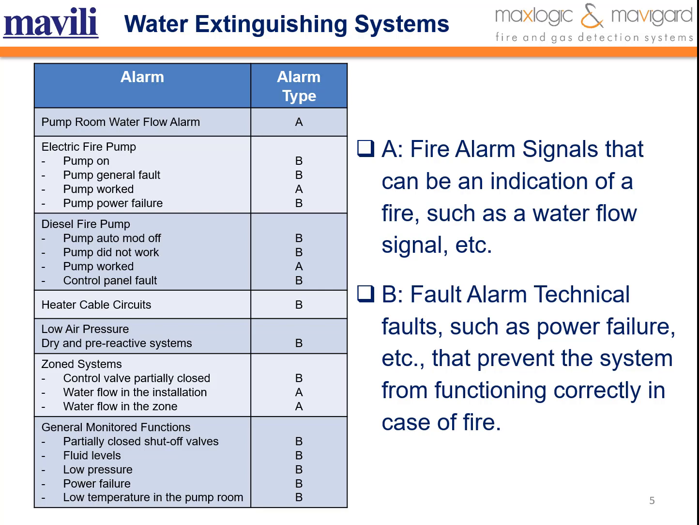There are some alarm types on water extinguishing systems. We have Type A and Type B. Type A is fire alarm signals that can be an indication of a fire, such as a water flow signal, etc. Type B is fault alarm, technical faults such as power failure, etc., that prevent the system from functioning correctly in case of fire. In the table, you can see the alarm type and the locations of the alarm systems.